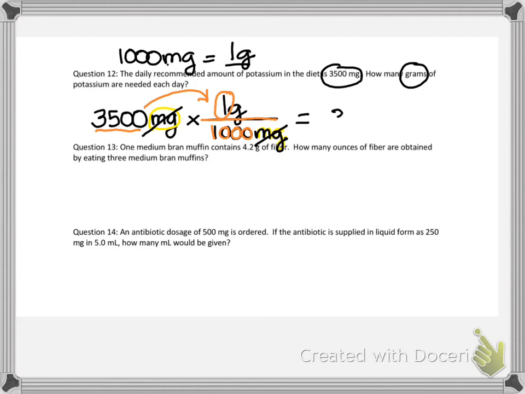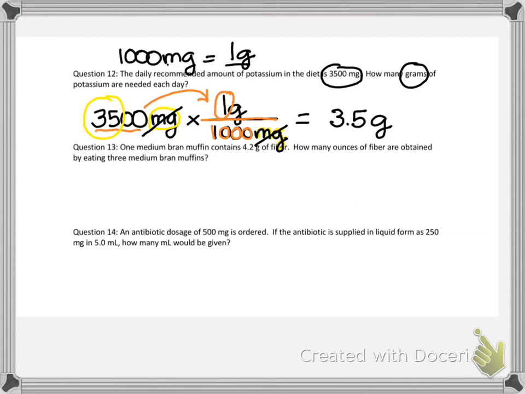So I get 3.5, and my new unit, since milligrams is canceled, is grams. Now, this first number only has 2 significant figures. We're going to be thinking about significant figures. So my answer in the bottom, I'm just going to take the 3.5, with 2 significant figures. So question 12 is an example of what we'd call a one-step problem. It only took one conversion factor. So let's do question 13, and I designed it so that it would have 2.